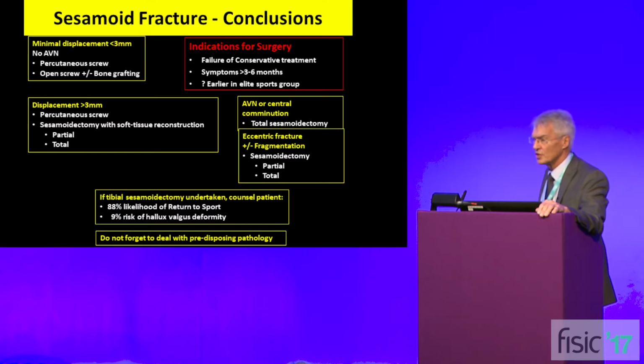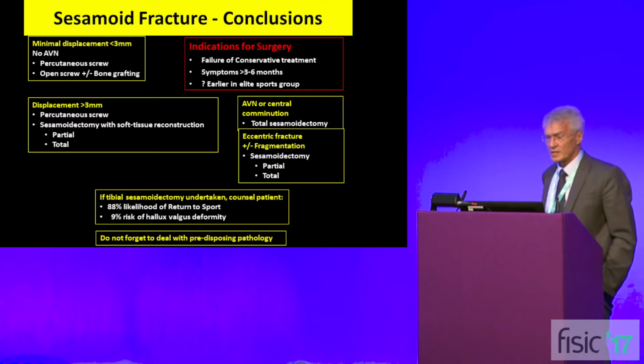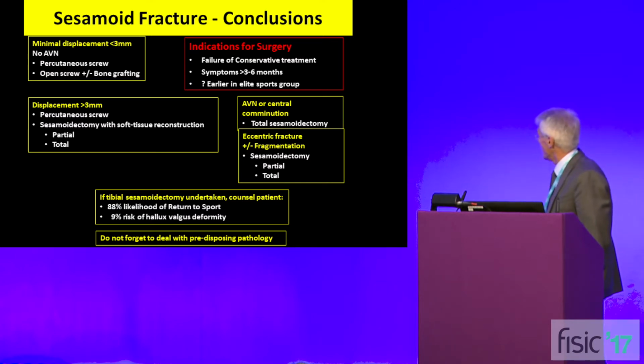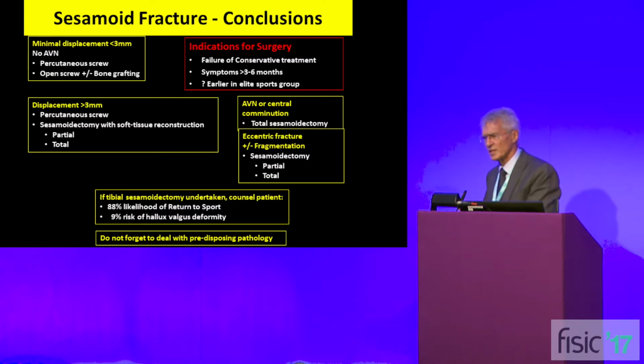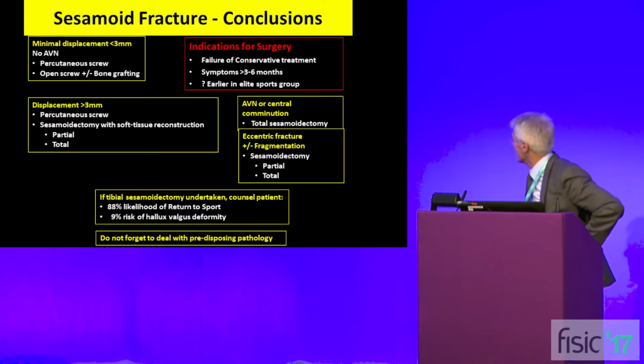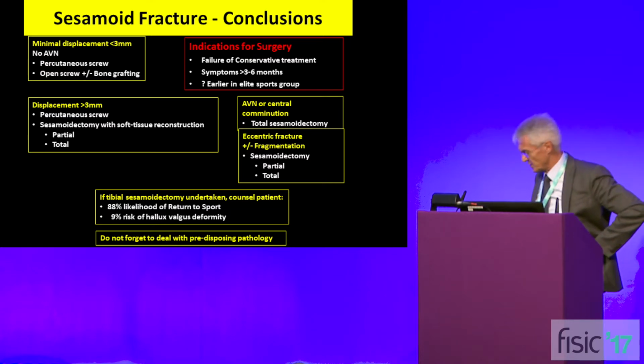If you've got avascular necrosis, and this is where we rely on our radiologists, then you're really looking at a sesamoidectomy. If you've got an eccentric fracture, this means it's not a waist fracture, but it's often more to the distal end. I had one of these 2 weeks ago. Then you may just do a partial sesamoidectomy, otherwise a total sesamoidectomy.